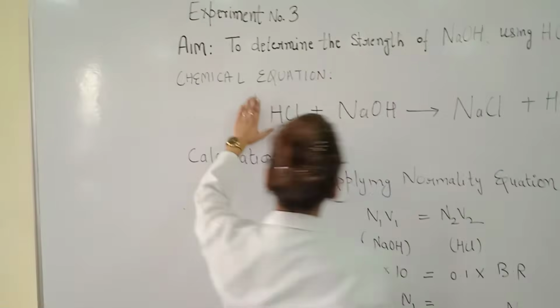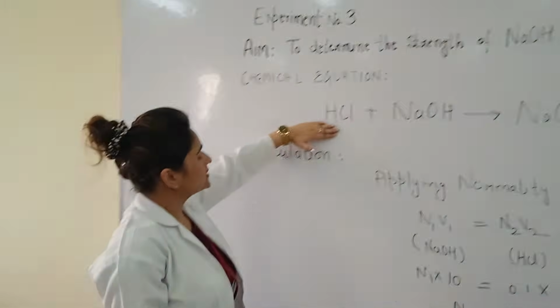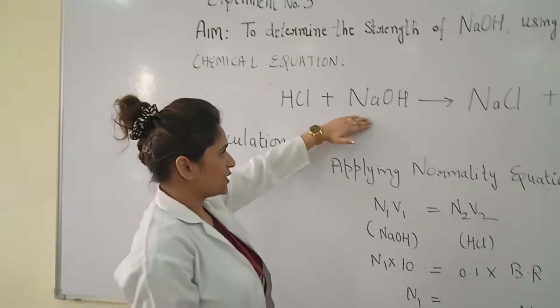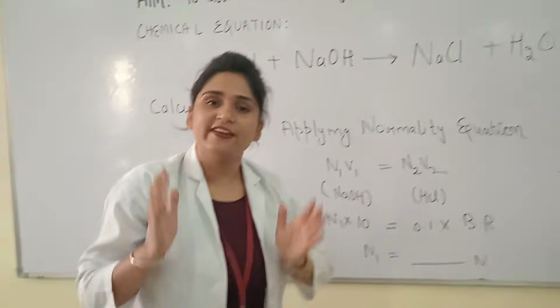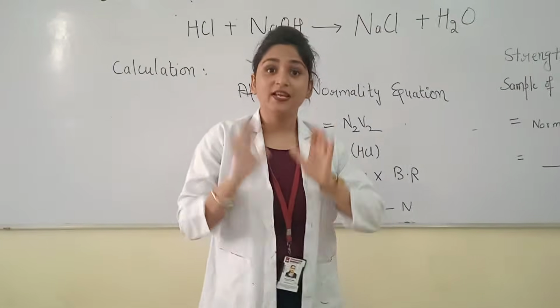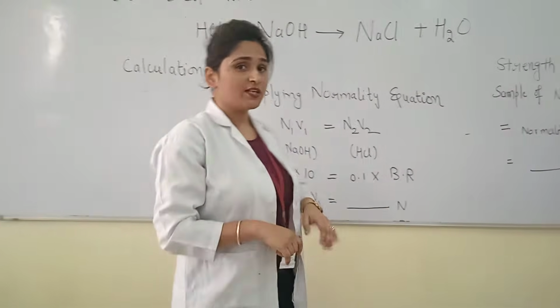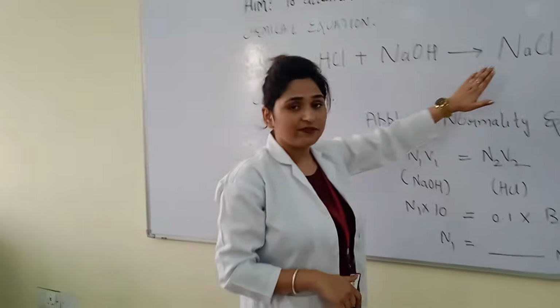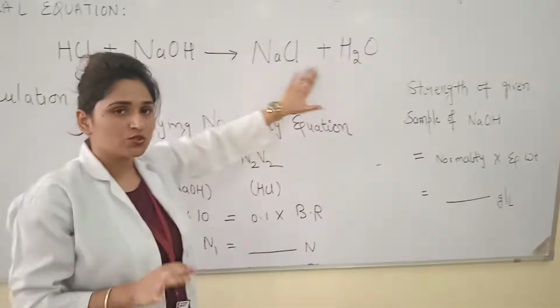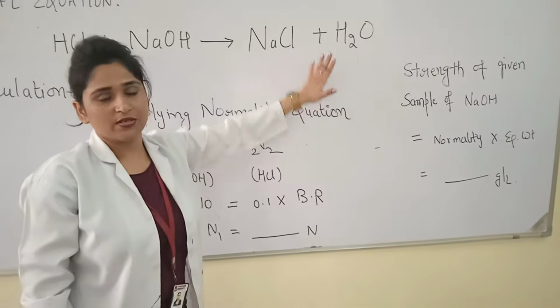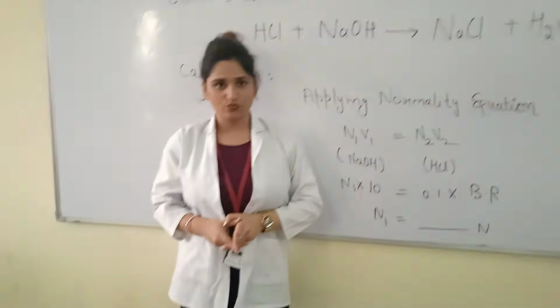If you see the chemical equation, the HCl is going to react with NaOH and it will produce a salt and water. So whenever you are doing an acid-base titration, keep in mind that whenever an acid and a base react, they will always produce salt and water. It is basically an acid-base titration.